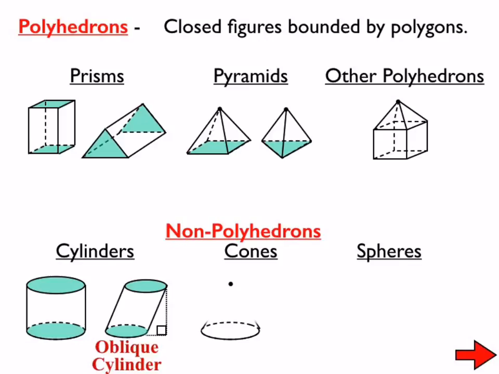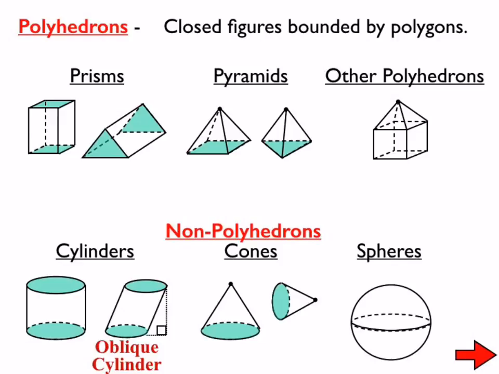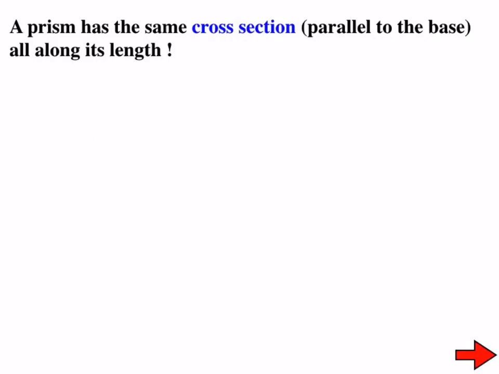And then we have cones. Obviously, it's not a polyhedron because of the circle. That's what messes it up. And then we will eventually get to spheres as well. But spheres are not considered to be polyhedrons either for the same exact reasoning.